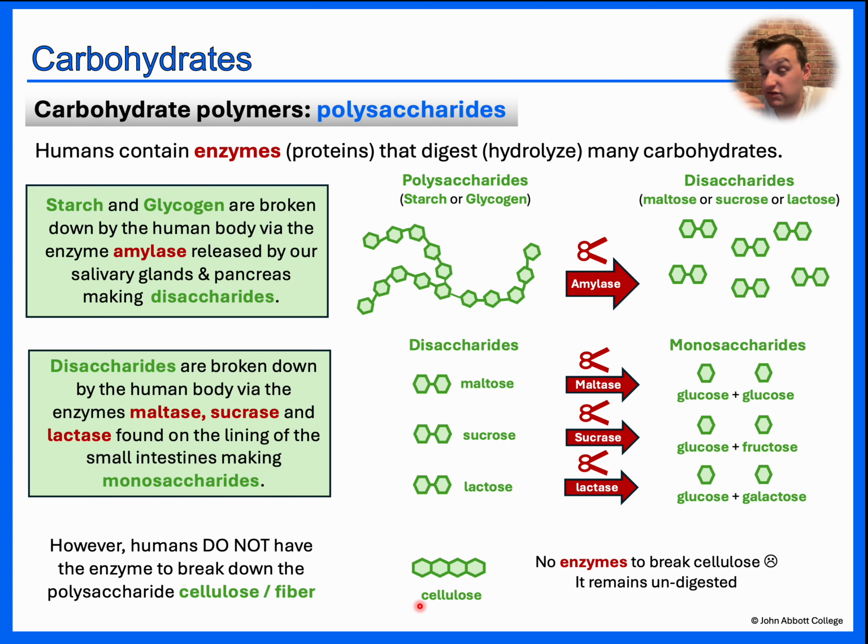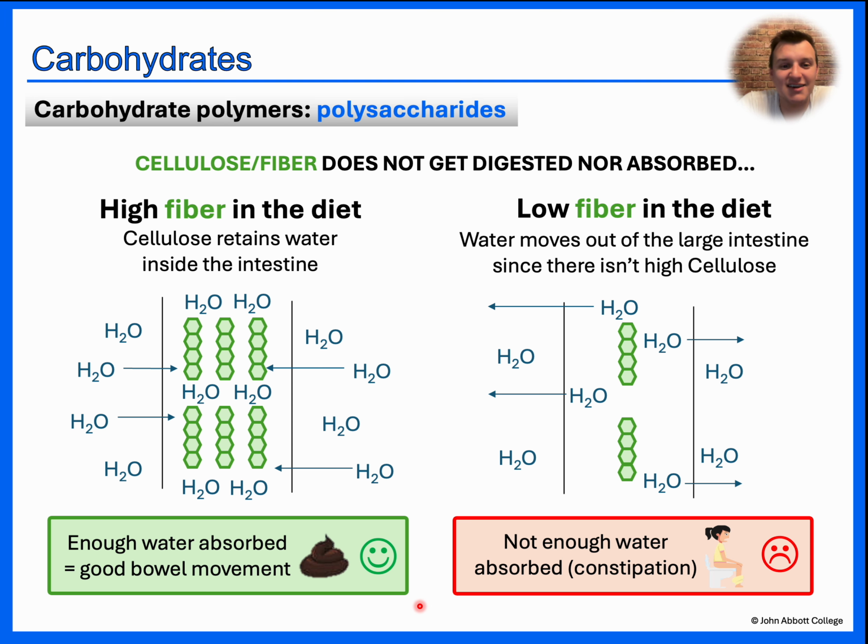We will just expel it out as feces. These are called undigestible fibers. They're fibers that will not be digestible, right? This is interesting. So cellulose and fiber does not get digested nor absorbed. So why is this good for us? We're celebrating this, but we can't digest this, right?